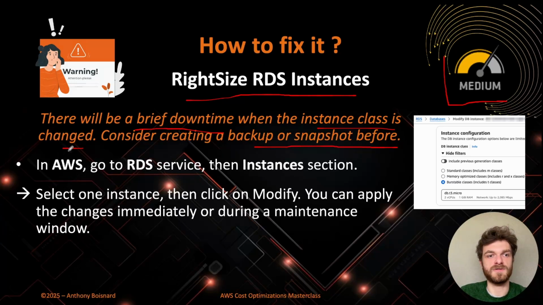Otherwise, you simply have to go in AWS and go to the RDS service, then the instance section. You just have to select one instance, click on modify, and you can then apply here the changes immediately or during a maintenance window.